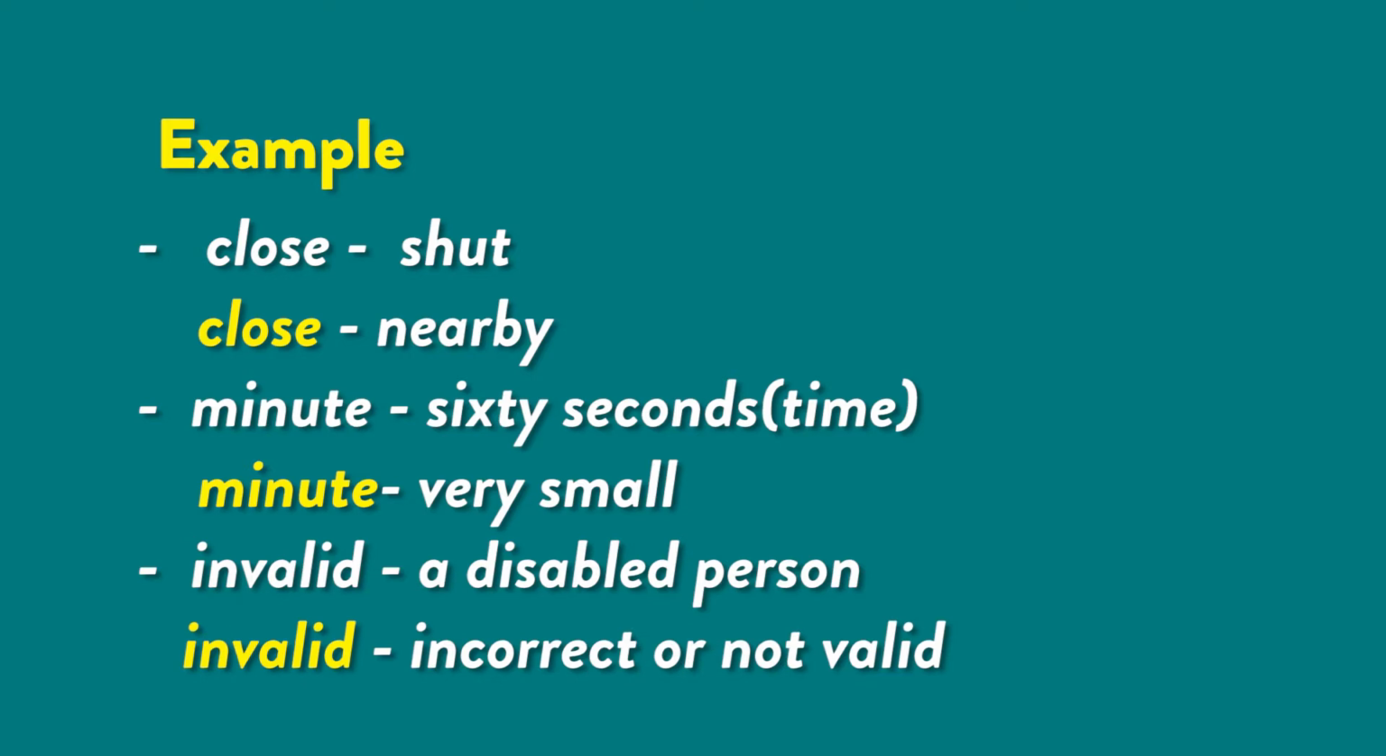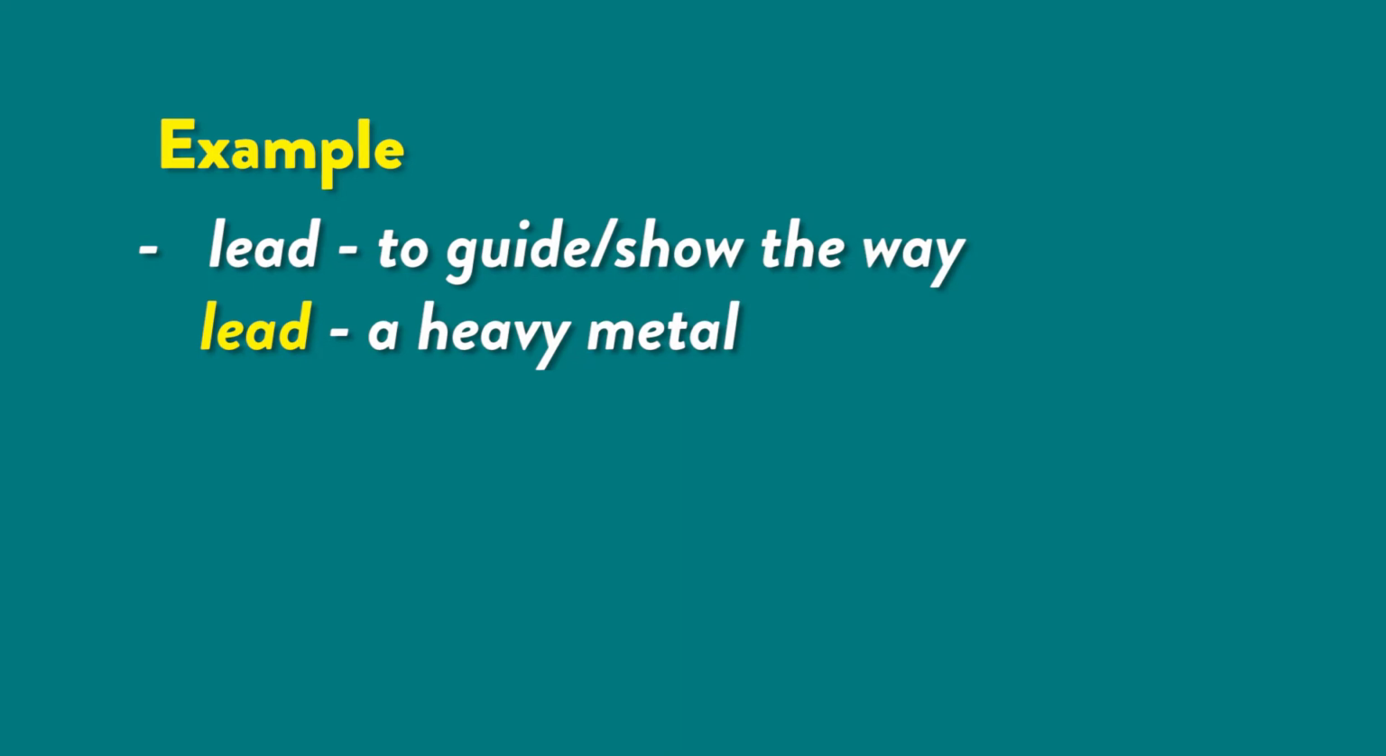We have invalid. Pronunciations: invalid, which refers to a disabled person. Or we have this thing is invalid, which means that it's incorrect or not valid. We also have lead, pronounced lead, which says that you're guiding or showing someone the way. And then we have lead, which refers to a very heavy metal.